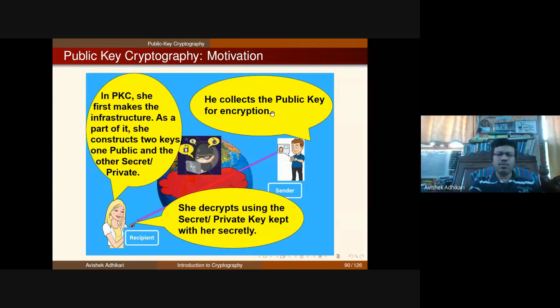Now, since this public key and private key or secret key are related, and the boy has encrypted the message using the public key and only the girl knows the private key, only the girl will be able to decrypt the message and nobody else. Since this bad guy does not have access to this secret key, he will not be able to get back the message. So that is the basic idea, naively speaking, of a public key crypto system.